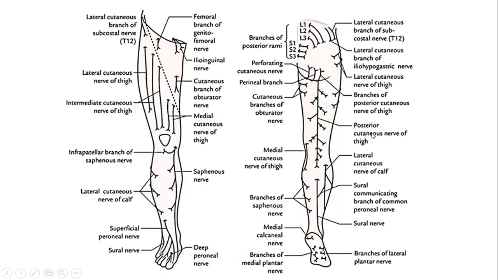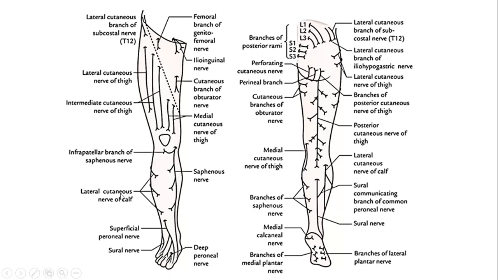Below, if we see the whole picture of the cutaneous nerve supply, this is showing the anterior side and this is showing the posterior side. On the anterior side we have seen these branches. Below there is the saphenous nerve, which is supplying the anteromedial part of the leg up to the big toe.